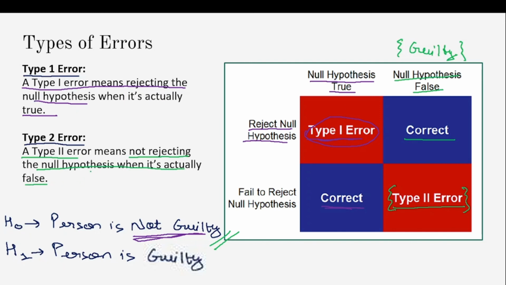I hope you understood the difference between the type 1 and type 2 error. So that was about hypothesis testing.